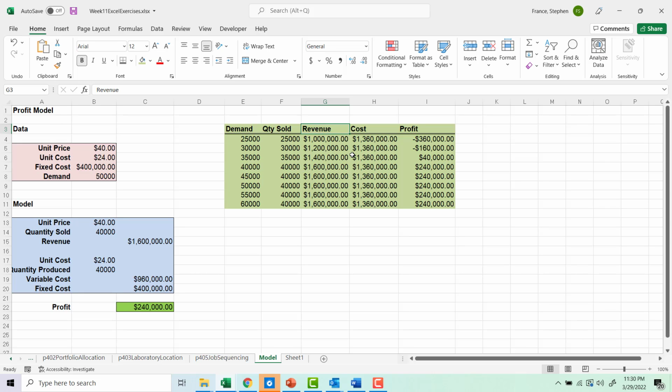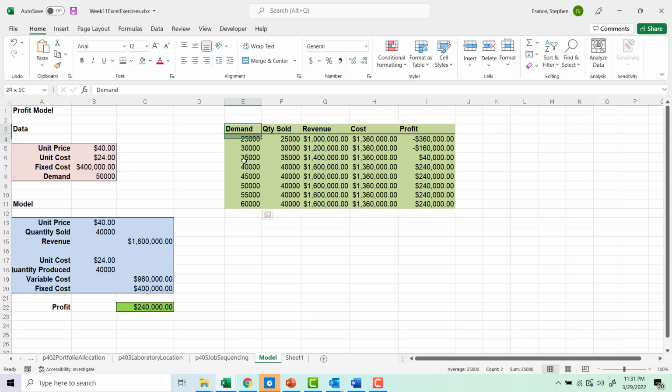Okay, and one thing to note here is that with any demand over 40,000, we have our best profit, because we can't sell more than 40,000. Now it might be interesting, and we'll do that when we think about two-way tables, to know how we trade off demand and quantity sold, but this is just, I think from the book, a way to introduce one-way tables.